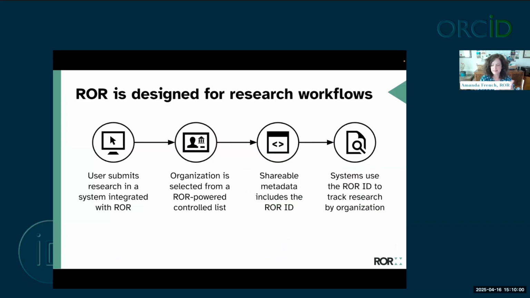A user submits something in a system that is integrated with ROR, and usually behind the scenes, that user selects their institution from a ROR-powered controlled list, and that means that that ROR ID is in metadata, including in things like ORCID records, and then other systems that use ROR IDs can group those together and make sure that all of the items that it's tracking are associated with the correct institution.